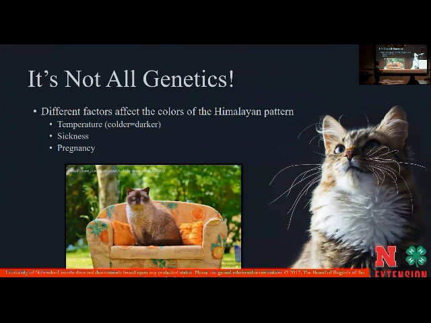Some of them get darker, right, over the course of their life, and maybe will get darker across their whole body. I don't know why that cat is on a couch. It just is.